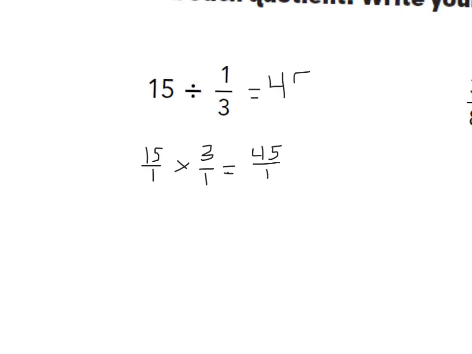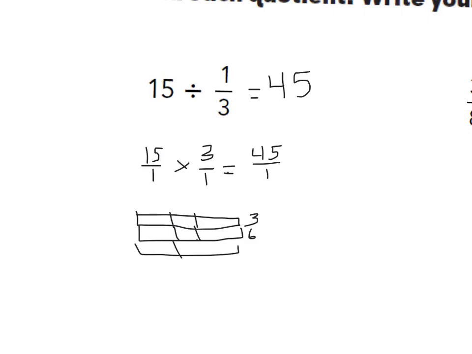That basically means this. I'm going to take 15 whole things. Here's one of those whole things. 15 whole things and cut them into thirds. Well, I get 3 parts here, but that's just after one piece. If I tried a second piece, I'd be up to 6. And if I tried a third piece, I'd be up to 9. And if I did this 15 times, I'd be up to 45.